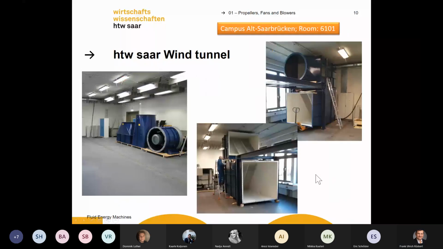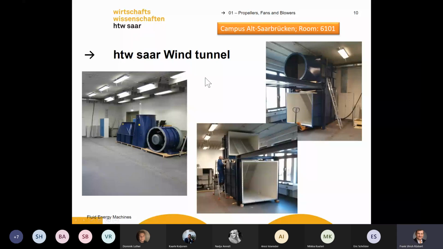Here you can see a big blower and a big fan in our laboratory. And if you come to our laboratory in Alt-Saarbrücken, now I'm a bit sorry, we can't show you all these parts in reality, but I can show you some pictures about it. This is our big wind tunnel. We have installed it in our laboratory. You can see it had a big blower and some wind channels.